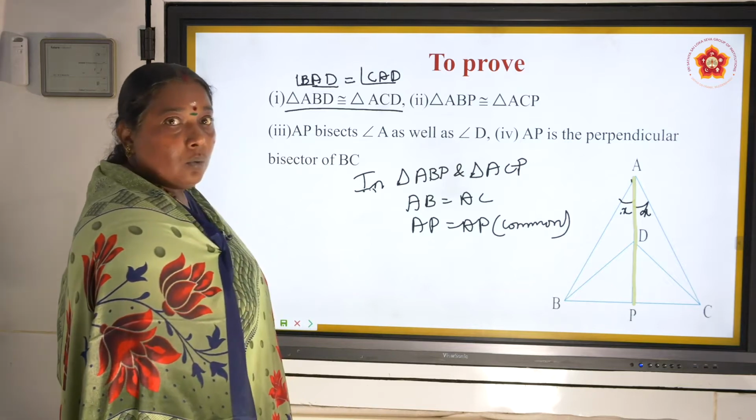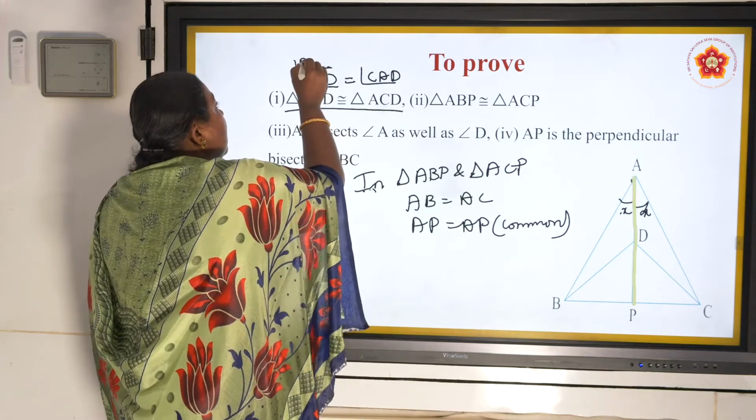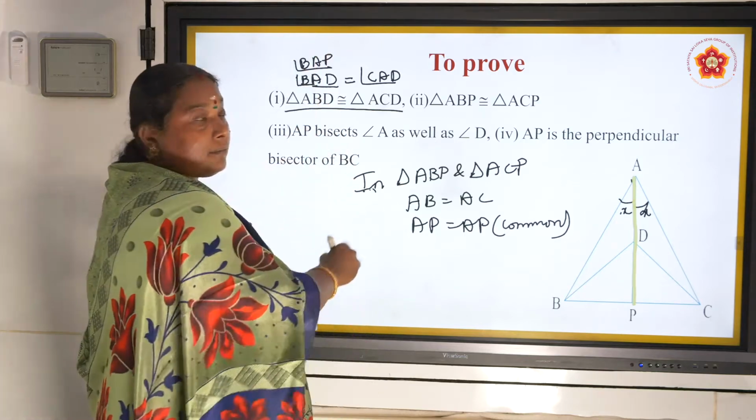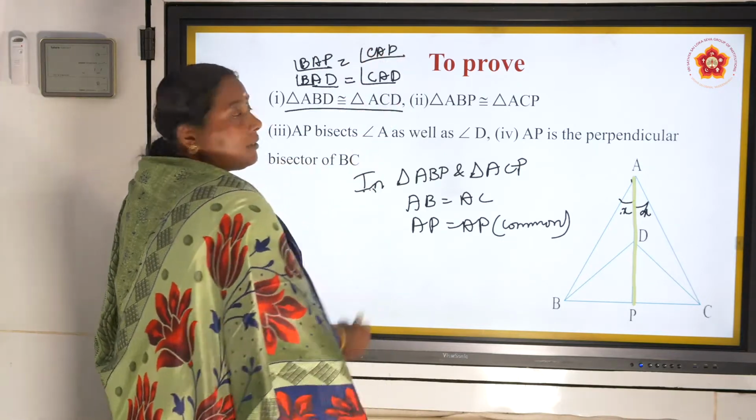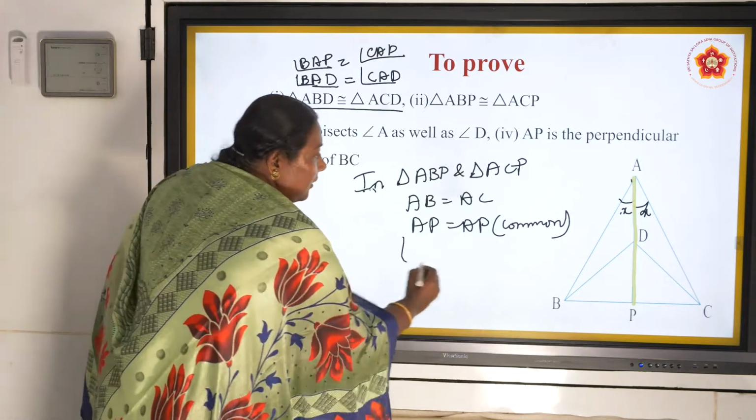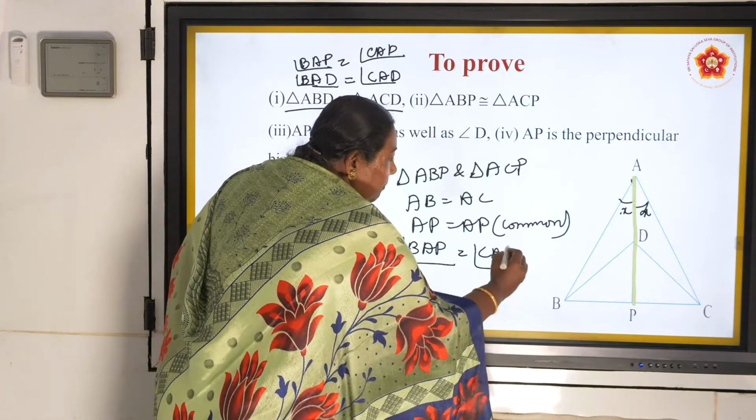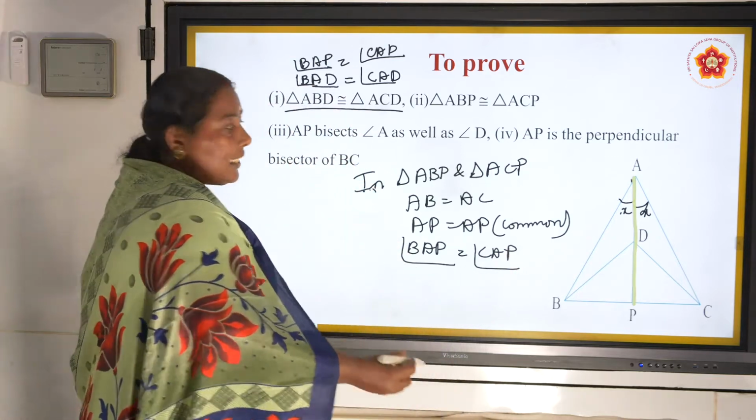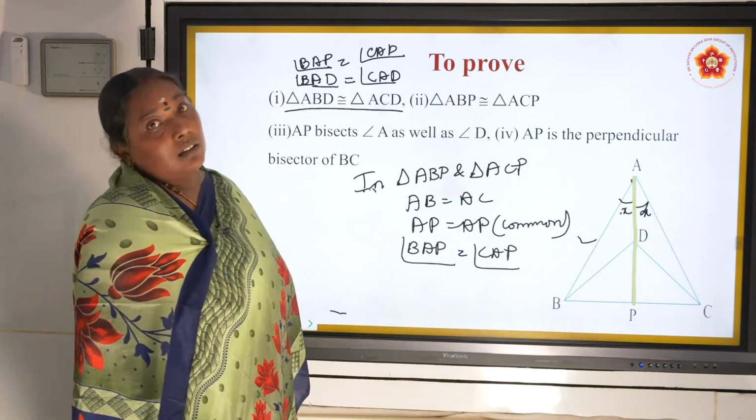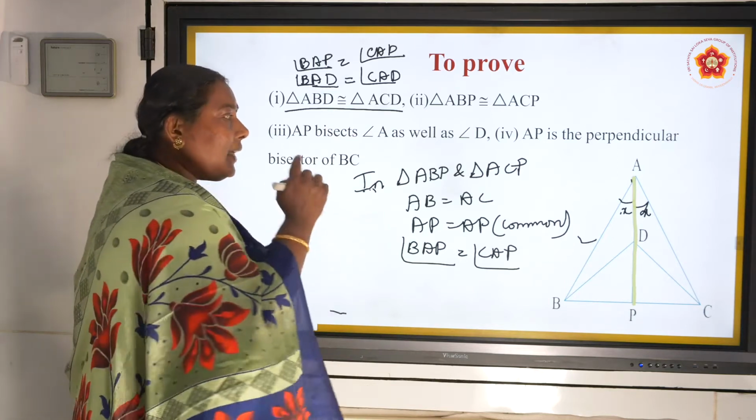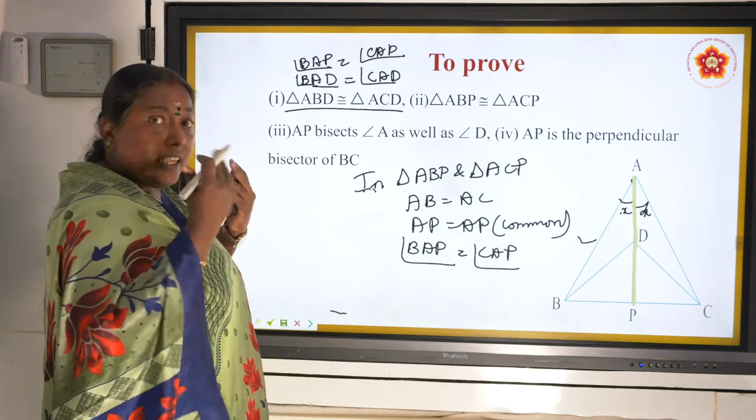So what do we get? BAD can be written as BAP and CAD can be written as CAP. Correct? So on the basis of that, angle BAP is equal to angle CAP. By side angle side congruency, I can tell that both the triangles are congruent. Right? In that, what else can I tell?